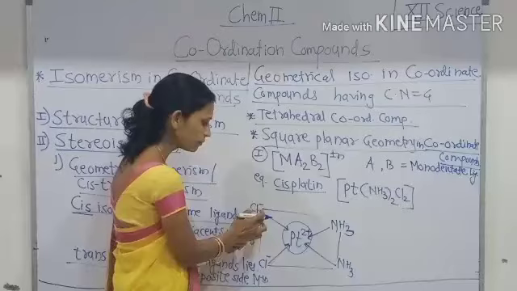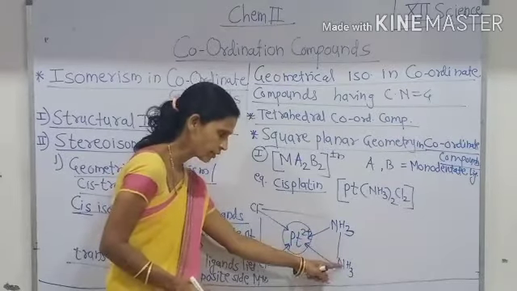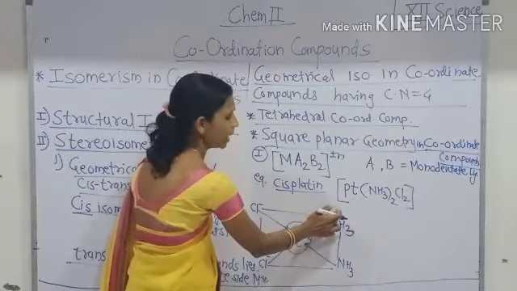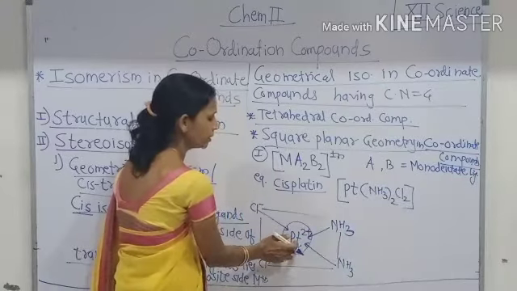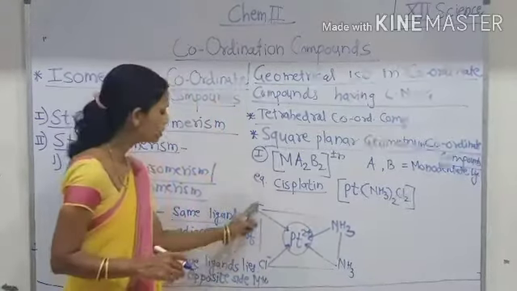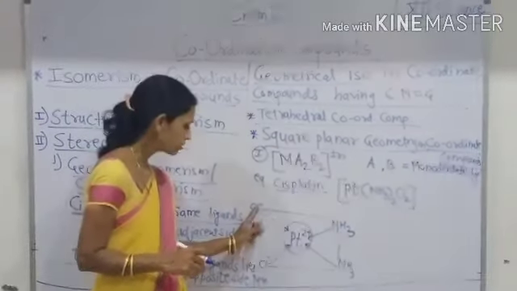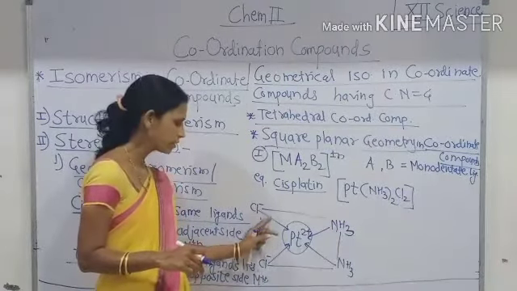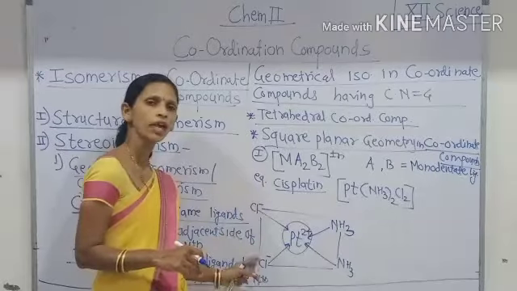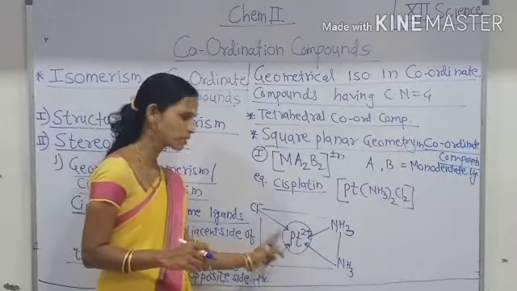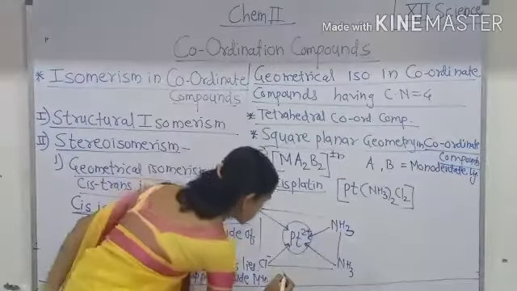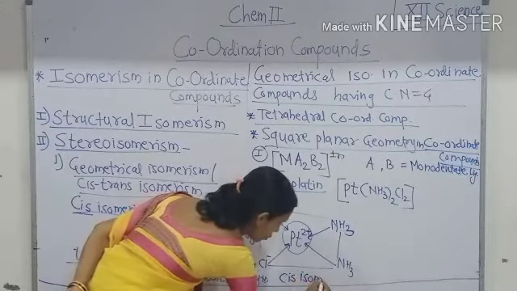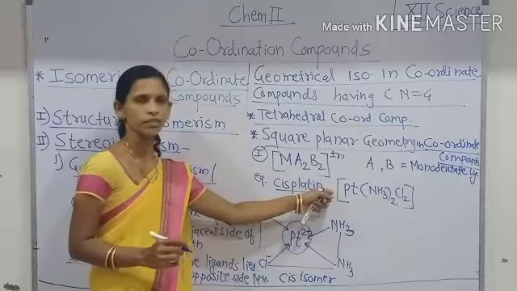Then see here, two NH3 groups, same groups, lie on the same side of, or at the adjacent side of the central metal ion, that is Pt2+. Or considering chloro groups, that is two chloro groups, identical ligands, lie on the same side of, adjacent side of the Pt2+ ion. Then it is a cis isomer. That means it is a cis isomer of this complex.